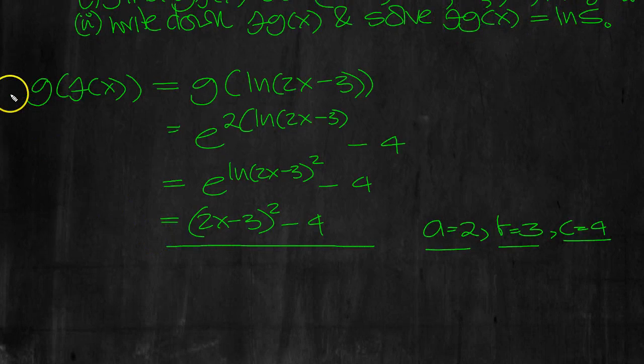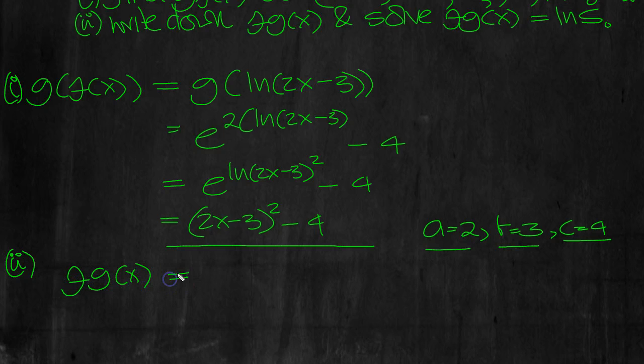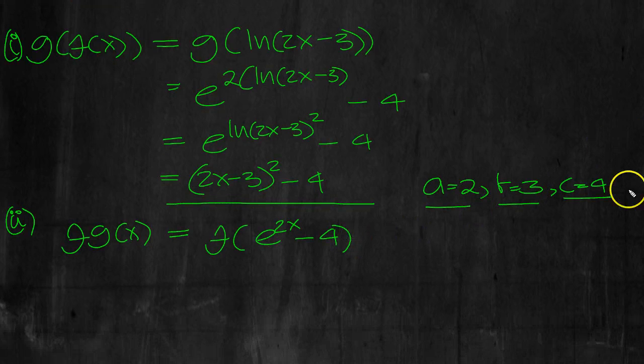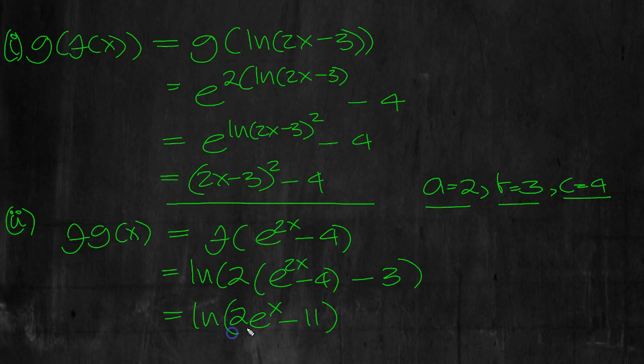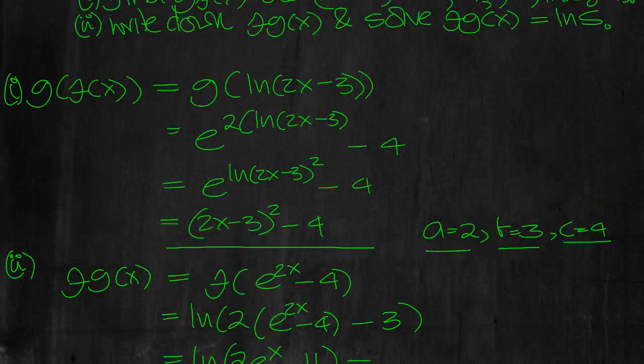Write down f of g of x and solve f of g of x equals ln 5. F of g of x then, part 2. F of g of x is equal to, okay, so it would be f of g of x, which is e to the 2x minus 4, and f is ln 2x minus 3, so that's equal to ln of 2 lots of this stuff here, that's the something, e to the 2x minus 4, close bracket, minus 3, which is equal to ln of 2e to the 2x minus 8 minus 3, which is minus 11. And that's equal to ln 5, wasn't it?